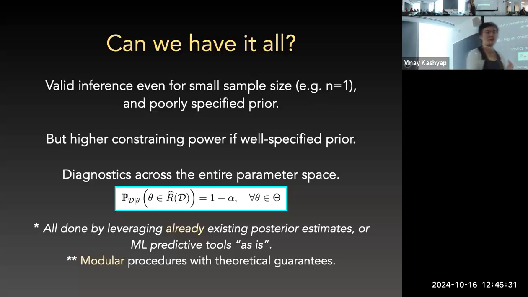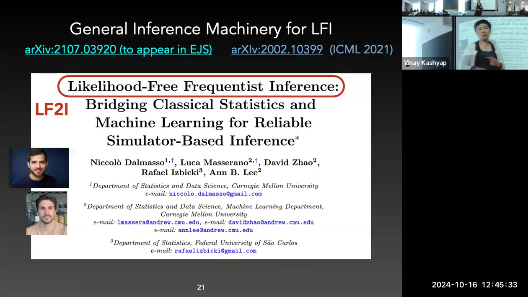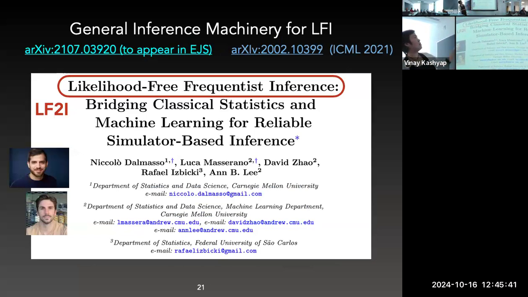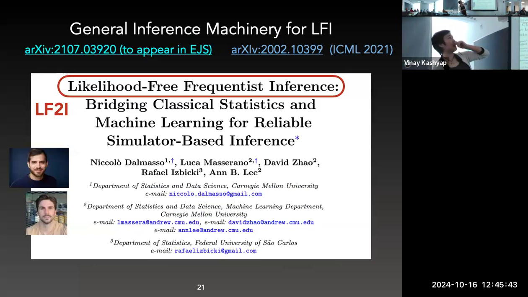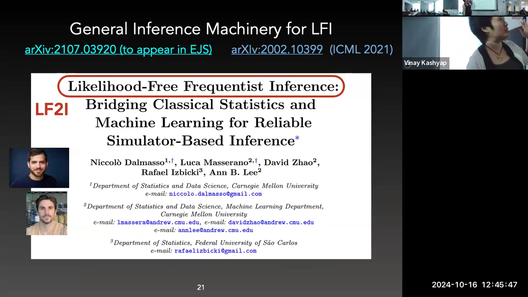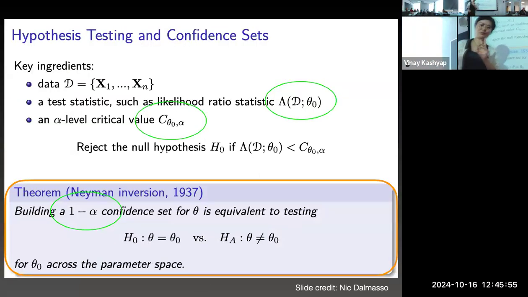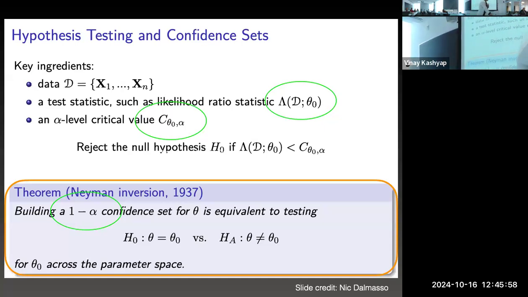Okay, so the general inference machine, I've been working on with my student, Nick, for maybe 5 years now. The paper was finally accepted in EJS. We have an early ICML paper from 2021. And we call the framework likelihood-free frequentist inference, so LF2I. And it's a very simple idea. It's from the 1930s, I would say.